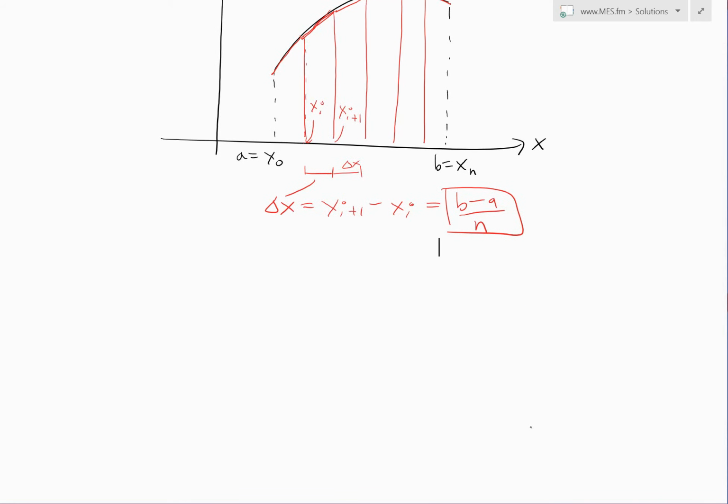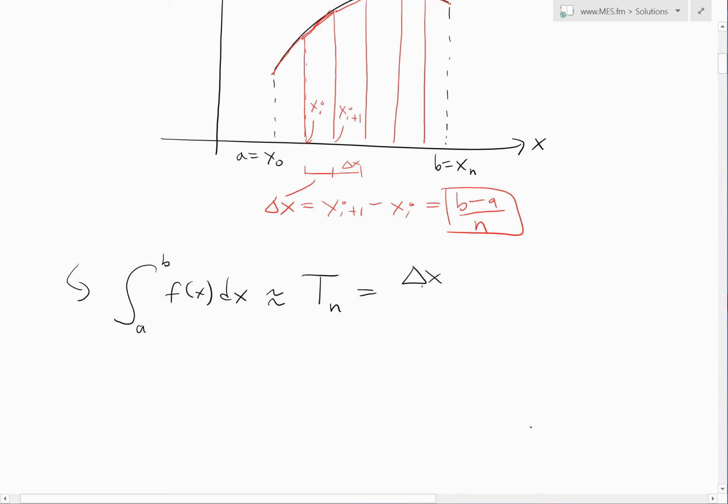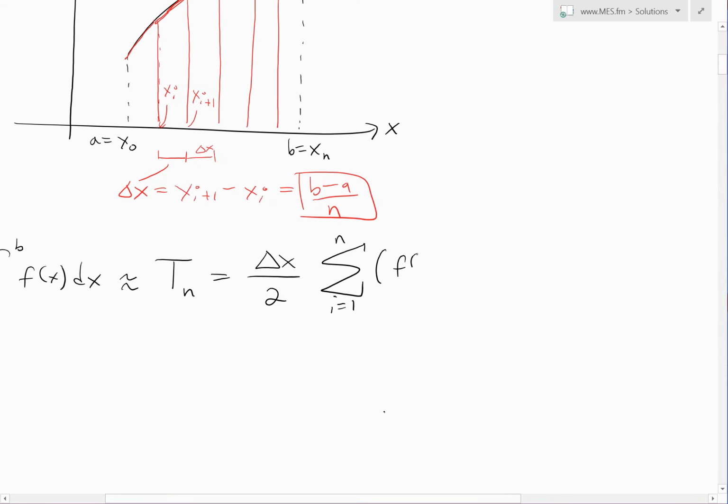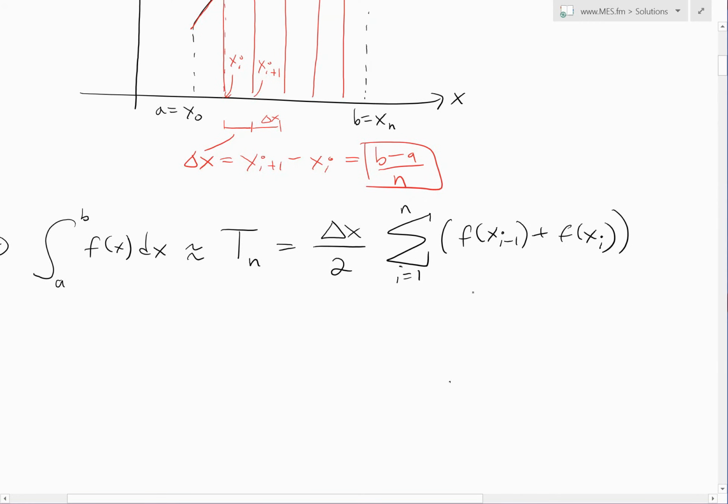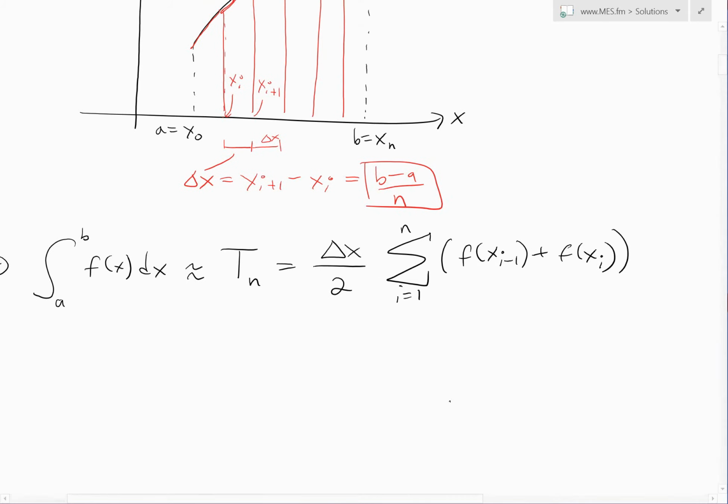And also, like I showed in my earlier video, using the approximation, the integral from a to b of f of x dx is roughly equal to the trapezoid approximation, which equals delta x divided by 2 times the summation from i equals 1 all the way up to n of the addition of f of x(i minus 1) plus f of x(i). You can see my earlier video on the trapezoidal rule to see how I got this. And this is basically the average of the left and right hand approximations.